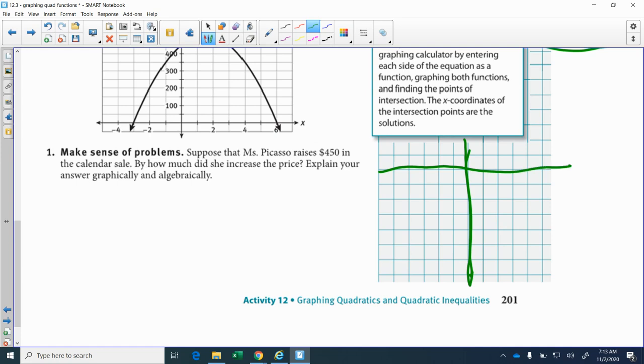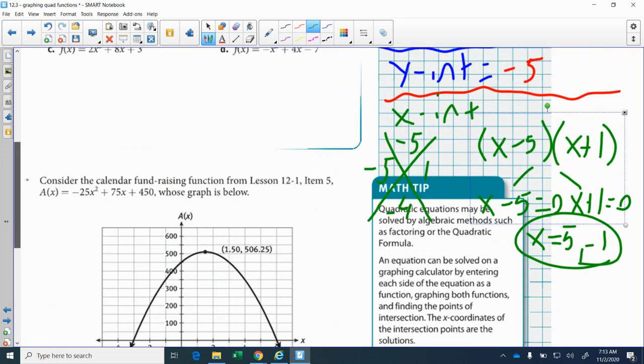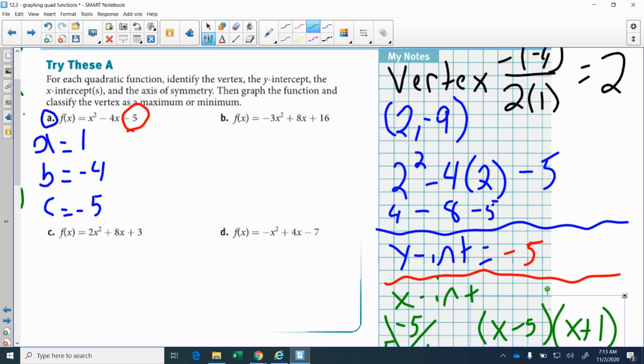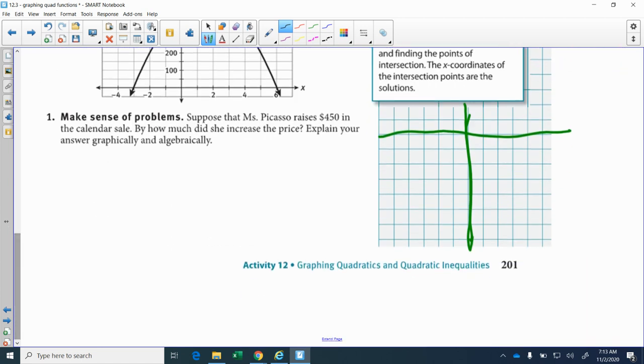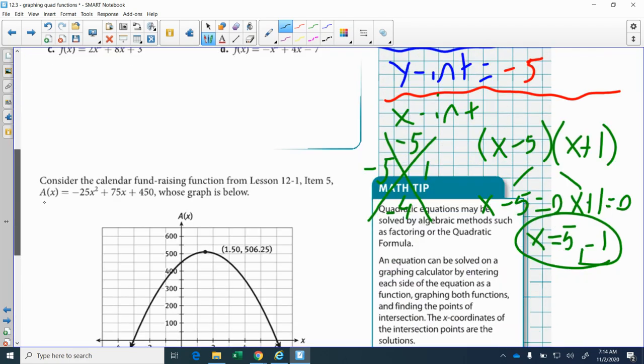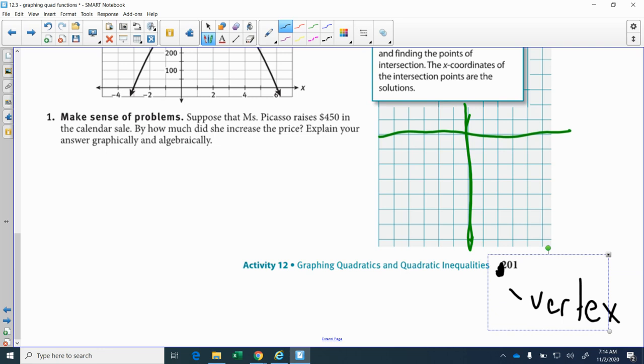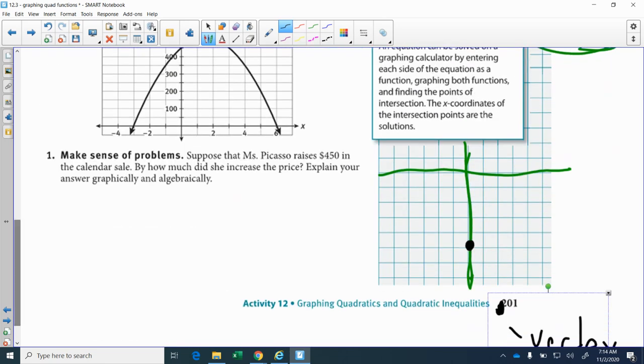Let's draw a coordinate plane. First up, we have a vertex at (2, -9). So I'm going to go right 2, down 9: 1, 2, 3, 4, 5, 6, 7, 8, 9. I don't have a full grid for it, but it'd be somewhere down here. So that's our vertex. We have a y-intercept at -5: 1, 2, 3, 4, 5. And we have two x-intercepts at 5 and -1. So -1, and 1, 2, 3, 4, 5.